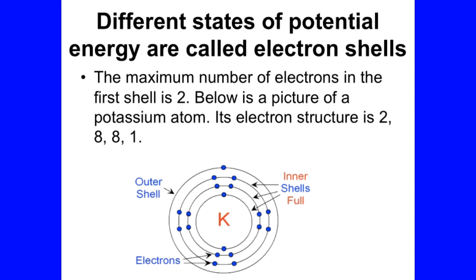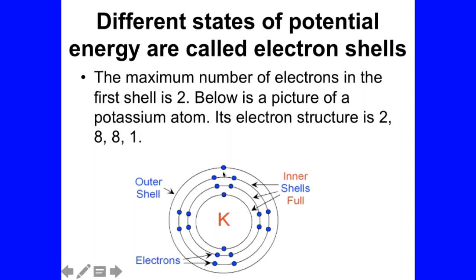Different states of potential energy are called electron shells. Remember how we stated earlier that in the first electron shell, only 2 electrons can fit? But any other shell after that can fit up to 8 electrons in their outermost valence shell. So, if you look right here in shell number 2, we have 1, 2, 3, 4, 5, 6, 7, 8. And then, of course, shell 3 would have to be filled next.